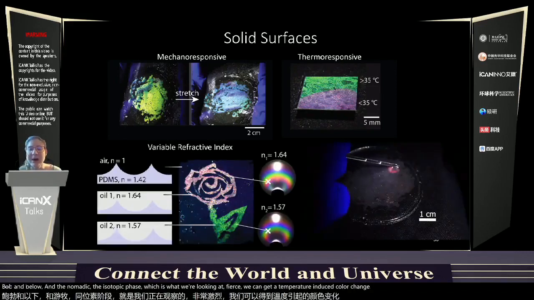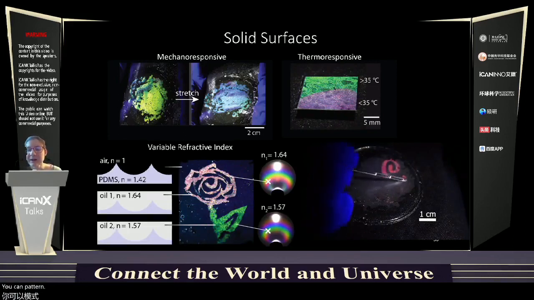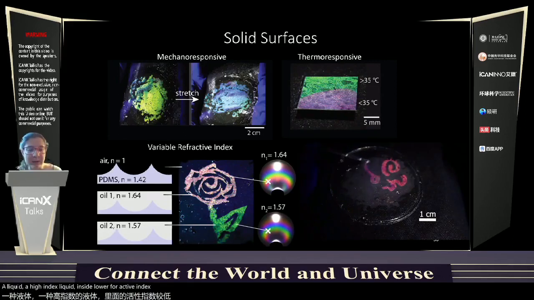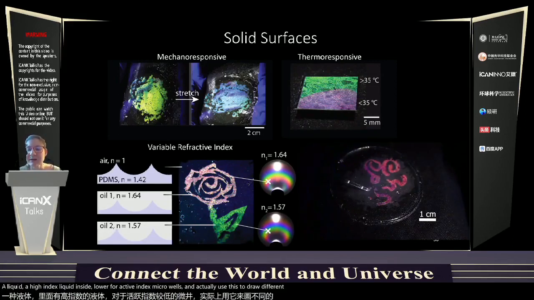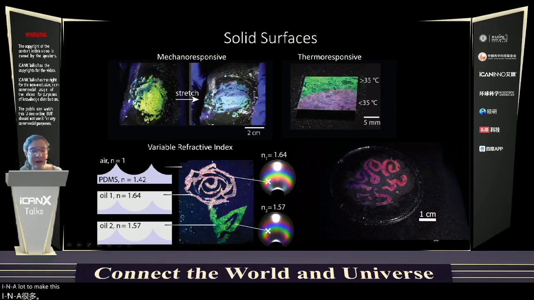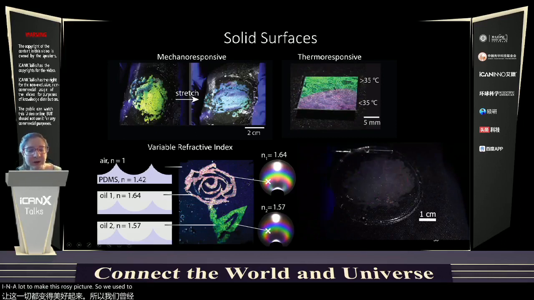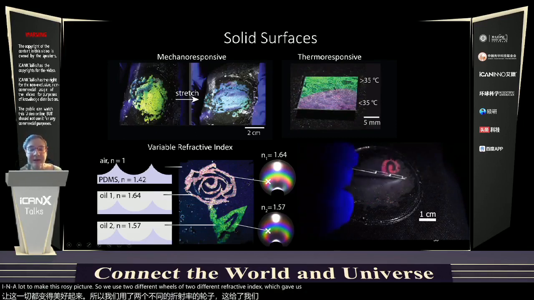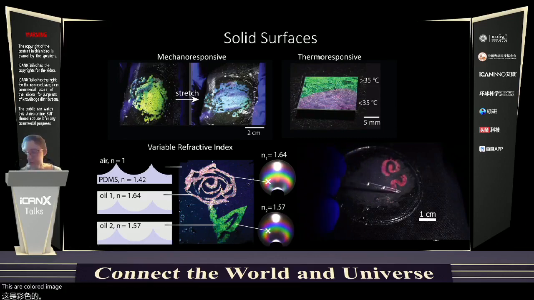You can pattern a high-index liquid inside low refractive index micro wells, and actually use this to draw different patterns and structural colors. So that's what this video is showing here. We're patterning a high-index clear liquid into silicone wells, to make this rose picture. So we used two different oils of two different refractive index, which gave us this colored image.